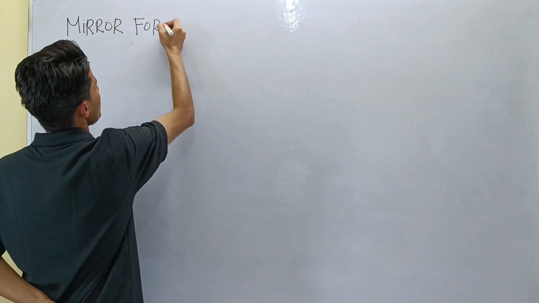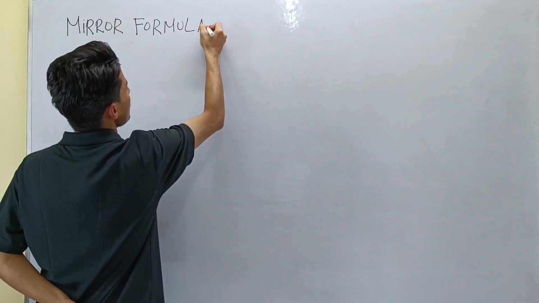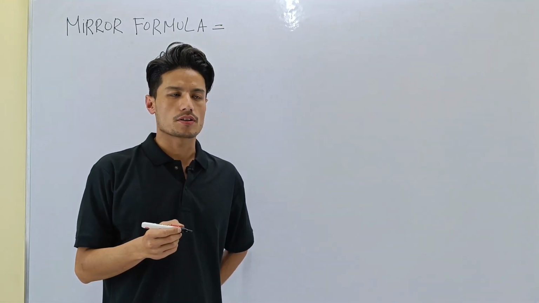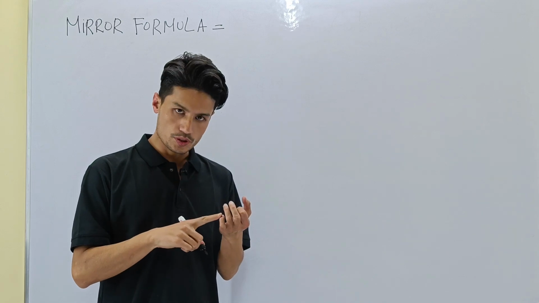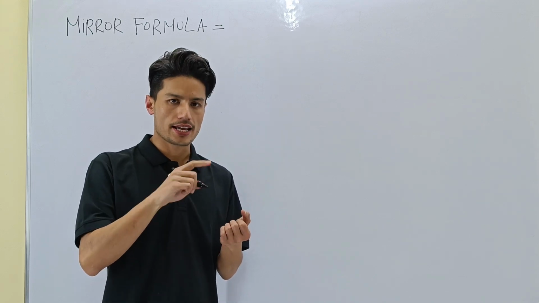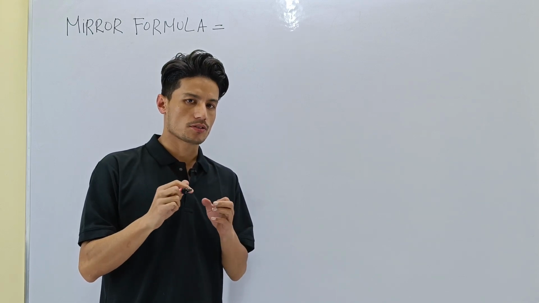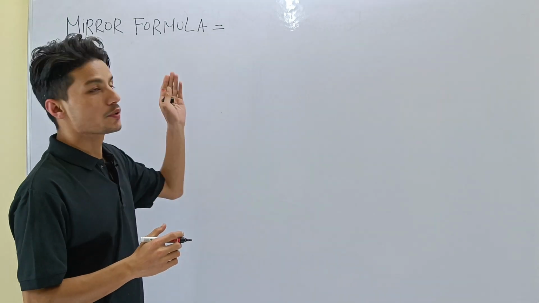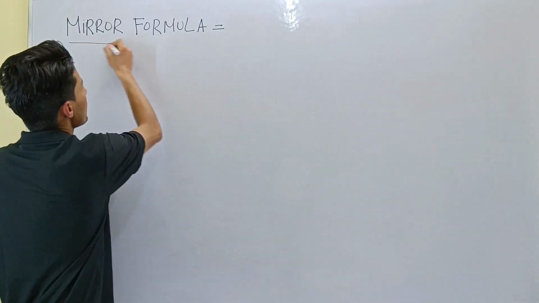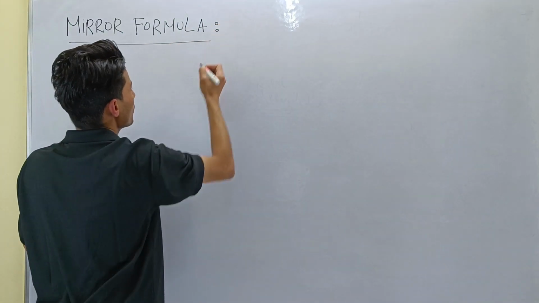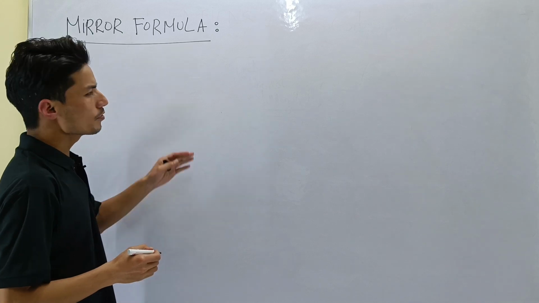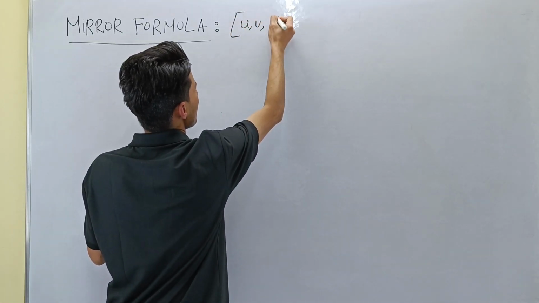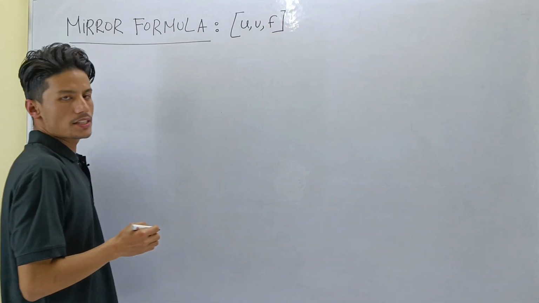Now in the previous class, we have learned about the sign Cartesian. There you have been introduced to U, V, F, HI, HO. All these terms have been introduced to you. So using that knowledge, now we move ahead and we will be making a mirror formula. So how does the mirror formula look? The mirror formula is made using U, V, and F. So let us have a look at the mirror formula.